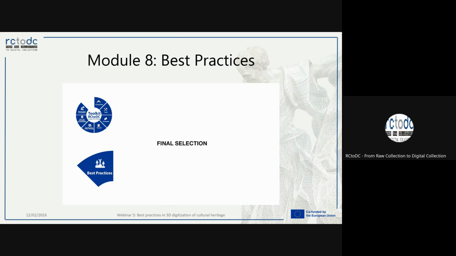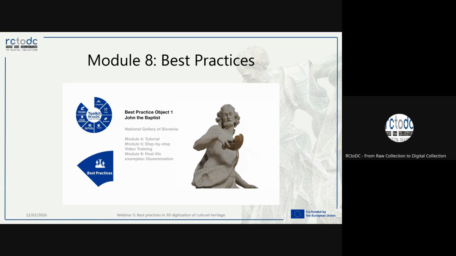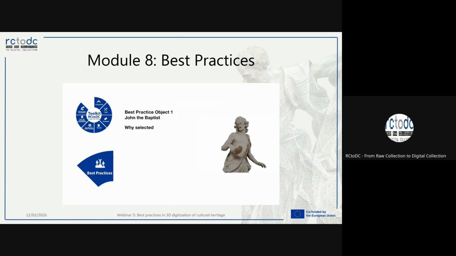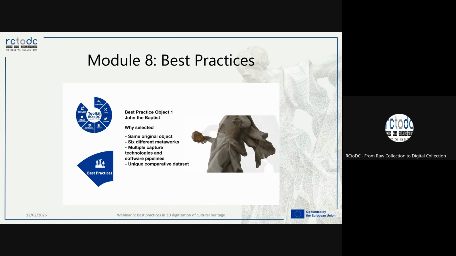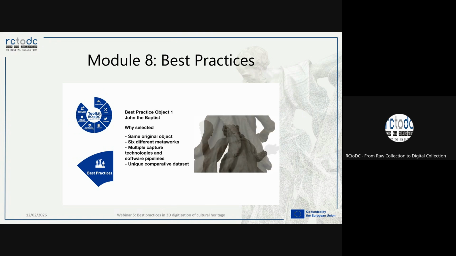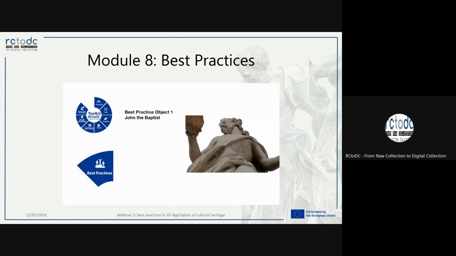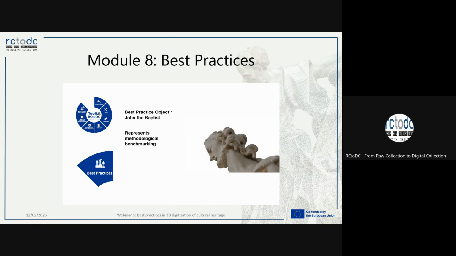Final selection. Best Practice Object 1, John the Baptist. Why selected? Same original object, 6 different metaworks, multiple capture technologies, and software pipelines. Unique comparative dataset. Represents methodological benchmarking.